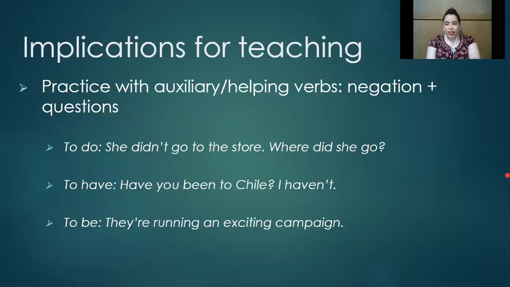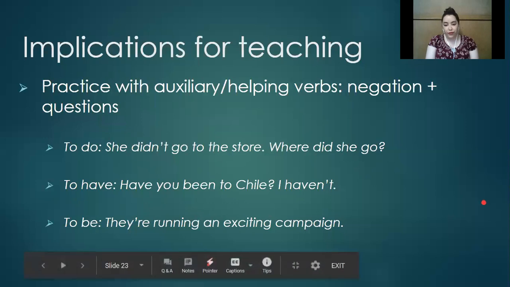So implication for teaching is mainly just practice. Practice makes perfect. And especially these helping verbs can be very confusing to the students because in Spanish, they would just say, for example, she no go to the store. They don't have these did and didn'ts and do's and don'ts, and all that can be very confusing to them. Also, these other helping verbs, to have and to be, they might just need a little extra practice with that.